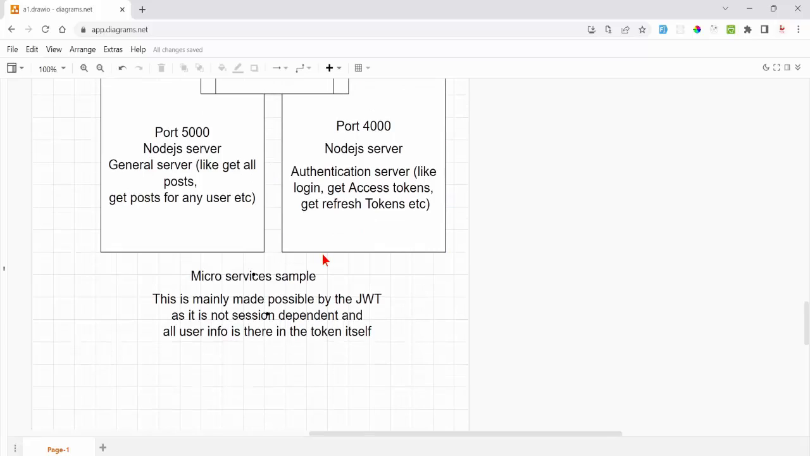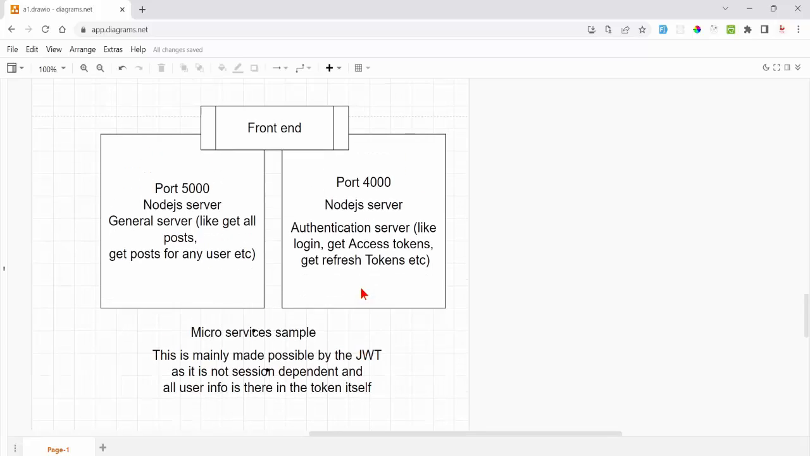So how is this possible or achievable? It's because of the JWT. This is mainly made possible by JWT as this is not session dependent and all user info is there in the token itself, and hence the tokens like pebbles, they pass over here and there everywhere, and it makes it session independent and microservices possible for this Node.js architecture.